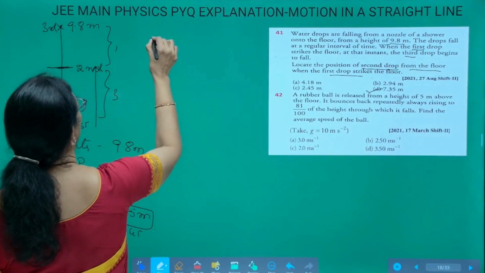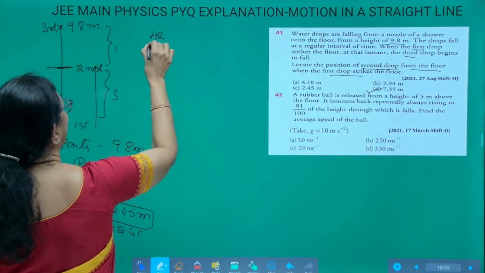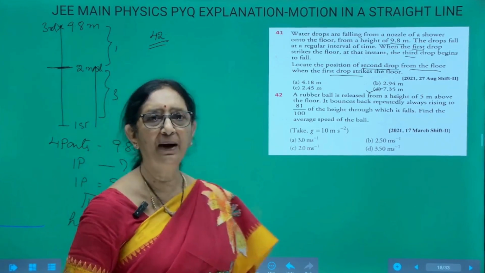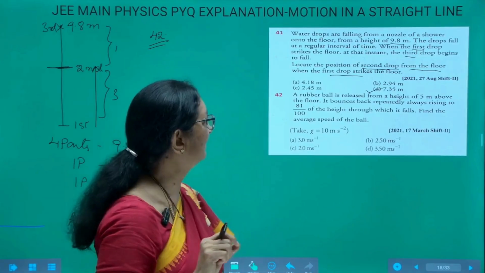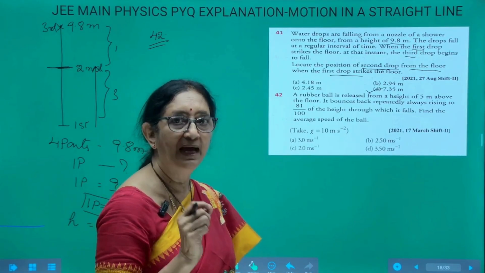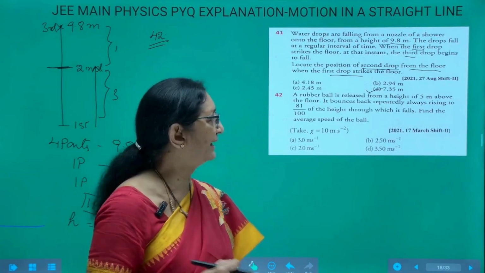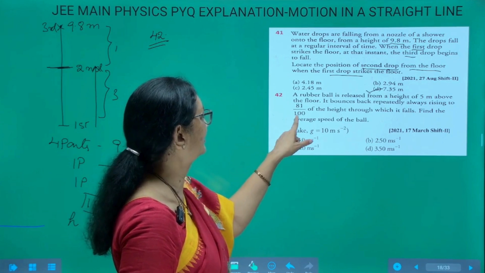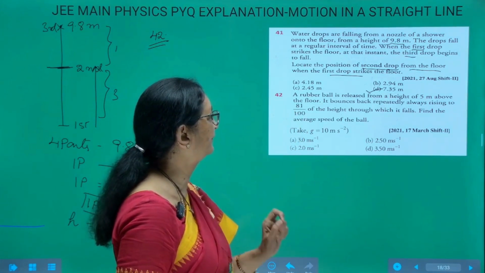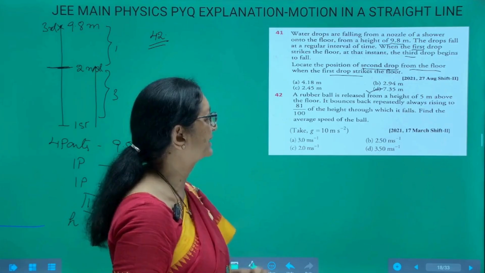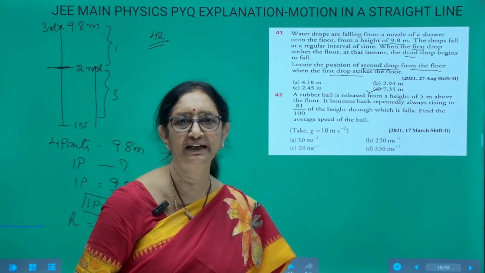Now look into question number 42. A rubber ball is released from a height of 5 meters above the floor. It bounces back repeatedly, always rising to 81/100th of the height through which it falls. Find the average speed of the ball.